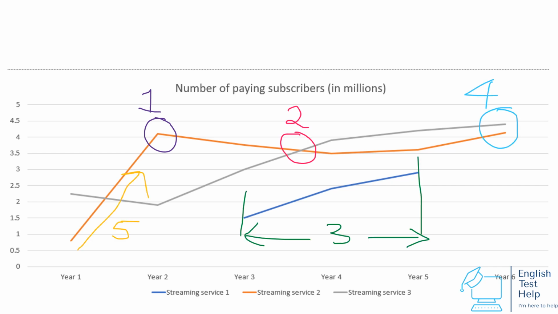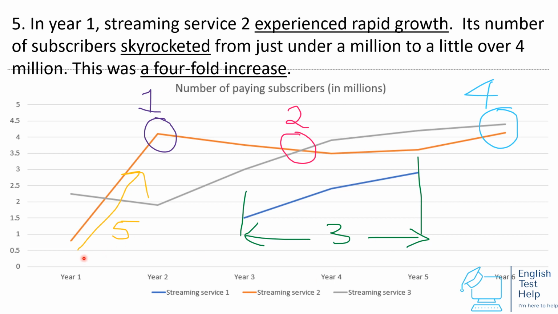And the last big thing to notice is number 5. In year 1, service 2 experienced rapid growth. Its number of subscribers skyrocketed from just under 1 million to a little over 4 million. This was a 4-fold increase. Also notice IELTS Task 1, you need to be able to mix your verbs and nouns, grow or growth, skyrocketed, and the word increase you can use as a noun or a verb. Increased dramatically. We can also write rose sharply.